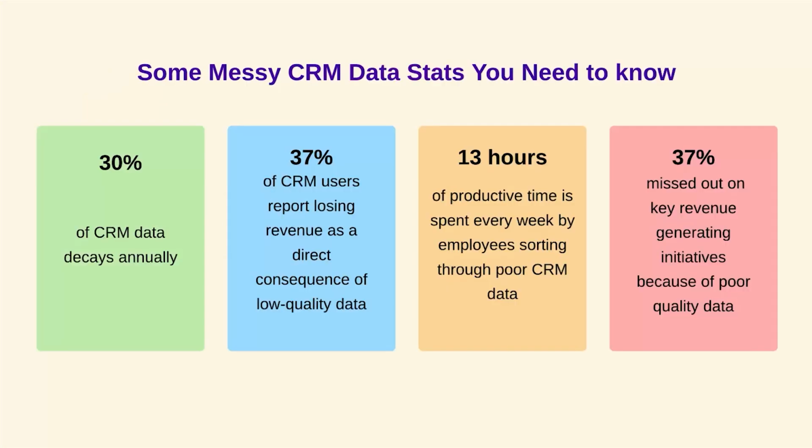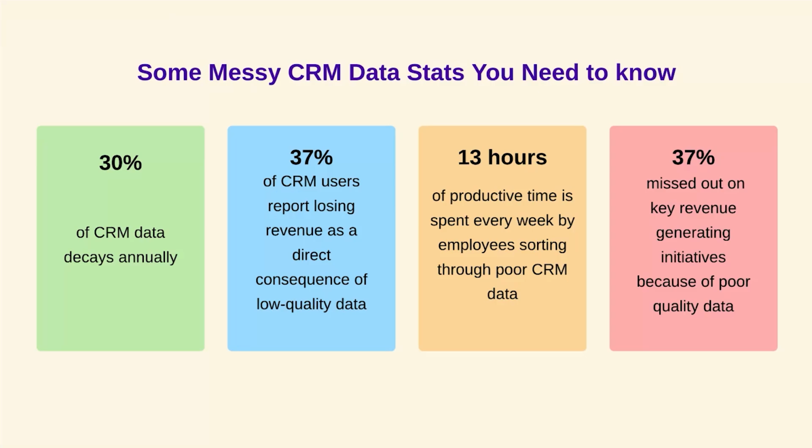So looking at some messy CRM data statistics, 30% of your CRM data decays annually. And in certain industries, this number exponentially increases to 50%. If you are in the B2C industry, the numbers will be a little bit higher because new competitors come out, and the choices that your customers have are plenty. At this point in time, in 2026, competitors come up every single month. So your data decay number is exponential today.